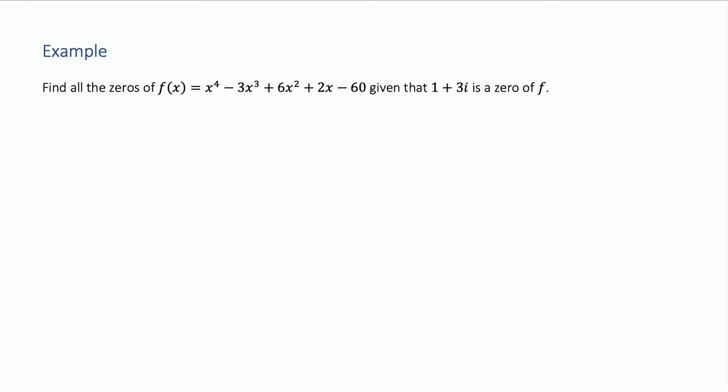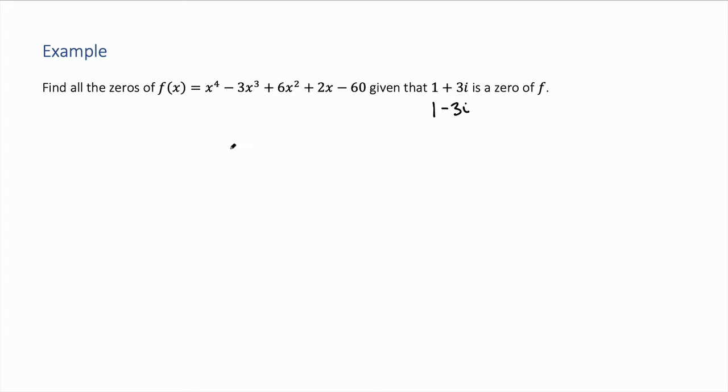Find all the zeros of this polynomial given that 1 plus 3i is a 0. So we're told one of the zeros. Notice that this polynomial has all real numbers as coefficients, which means that the conjugate pairs theorem applies. And since 1 plus 3i is a 0, then its conjugate 1 minus 3i is also a 0.